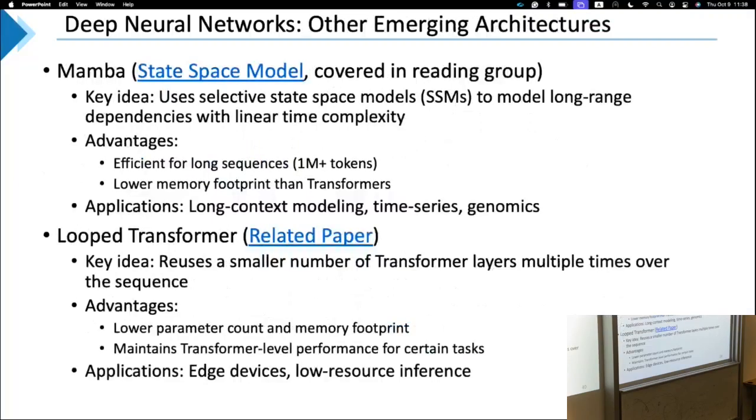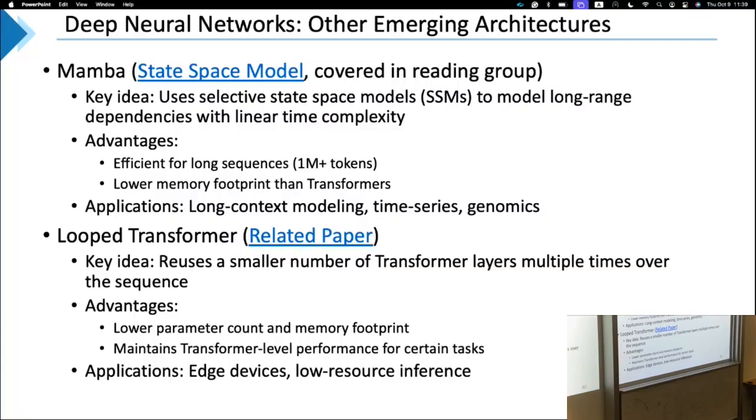And there are more and more efficient variants, for example Mamba. Due to the time limit, we're not able to cover Mamba in our main lecture, but we will cover it in one of our reading groups if we have time. The key idea of Mamba is that, as I mentioned before, transformers have quadratic algorithmic complexity, whereas Mamba has linear complexity. So it can reduce the algorithmic complexity a lot.